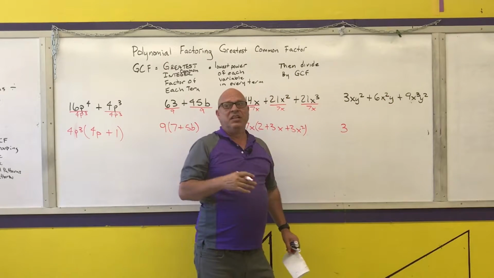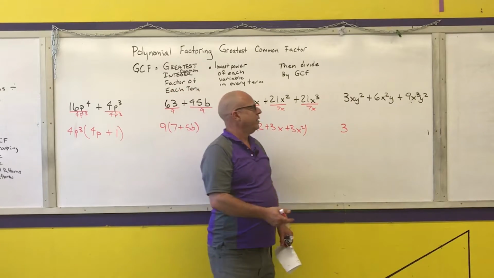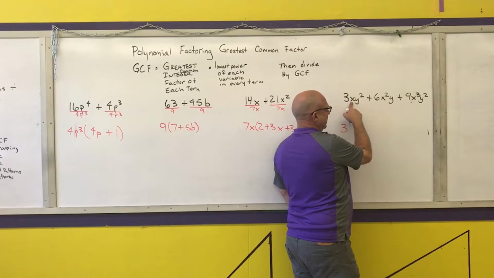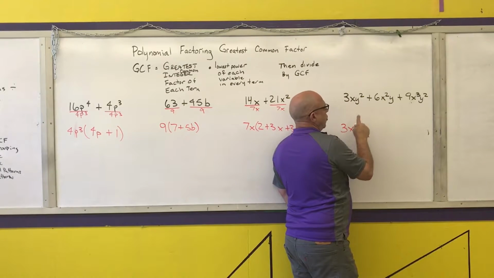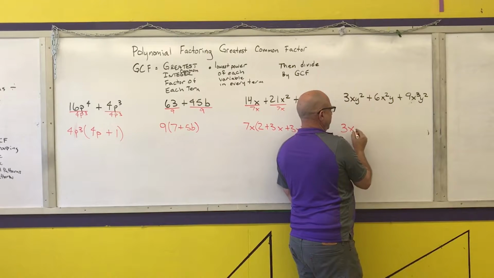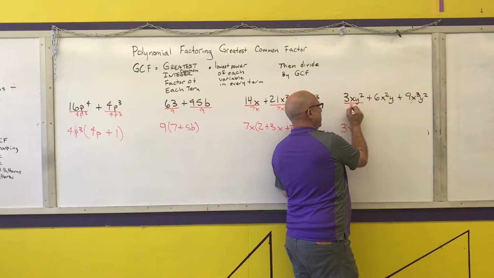Then I write down the lowest power of every variable that appears in every term. X's appear in every term, and the lowest power of x is to the first power. Y's appear in every term, and the lowest power of y is to the first power. Then I do my division.